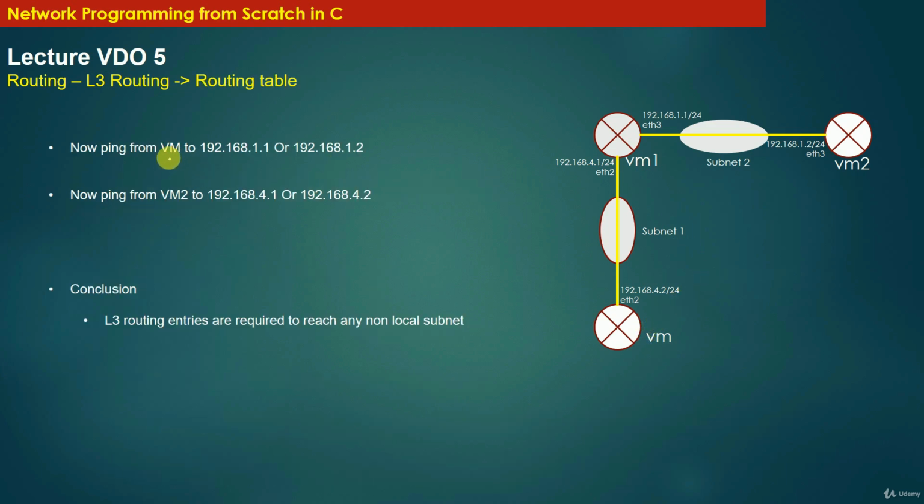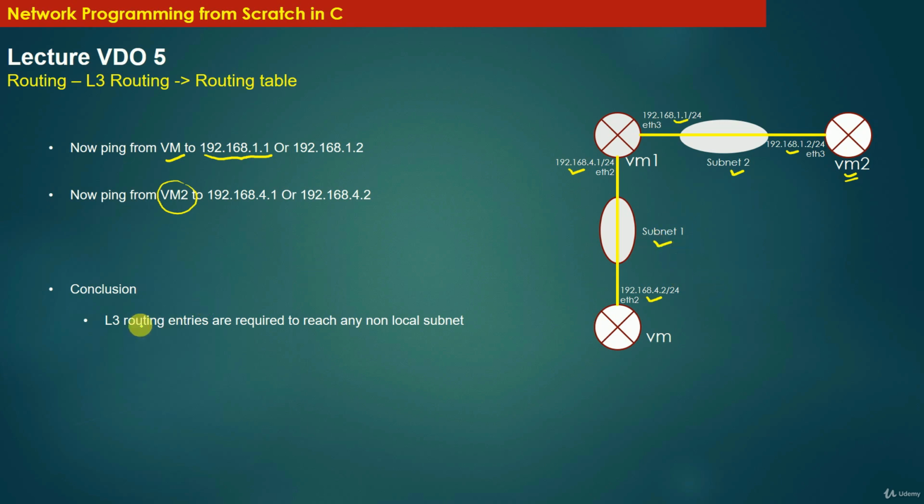So now from router VM, if you try to ping an IP address 192.168.1.1 or IP address 192.168.1.2, then you will be able to ping. Similarly, from the router VM2, if you try to ping an IP address 192.168.4.1 or an IP address 192.168.4.2, you will be able to ping. Meaning that your router VM now knows how to reach a machine which is present in the remote subnet 2, and the router VM2 now knows how to reach a machine which is present in remote subnet 1.